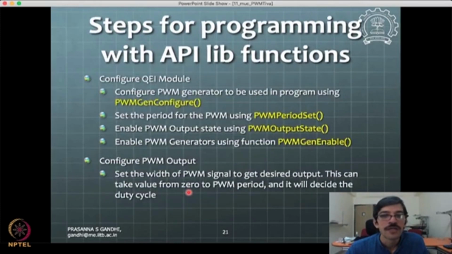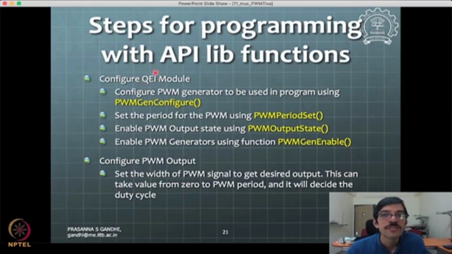And then there is the PWM generator configuration. So now you know what the PWM generator is in the block. You need to configure that PWM generator. It will typically specify whether it counts up or counts down. Those kinds of things will be specified somewhere.